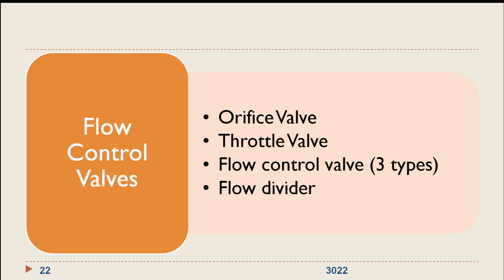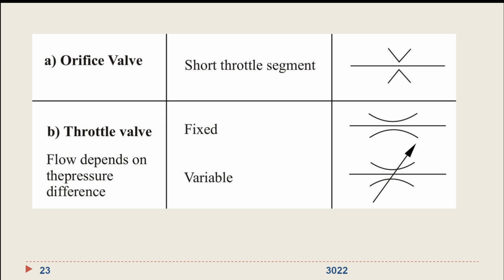So today we are going to see about the different types of valves and conditioning elements. So these are the different types of flow control valves. First we will see the flow control valves: orifice valve, throttle valve, flow control valve, different three types, and the flow divider. Okay. So orifice valve, orifice, is a small opening in a pipeline, right?